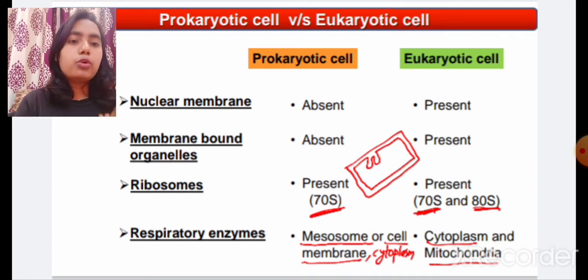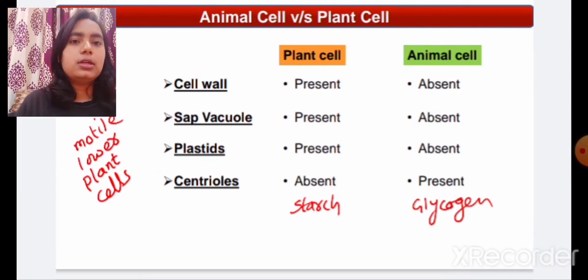Ribosomes. In a prokaryotic cell, only 70S type of ribosomes is present, but in a eukaryotic cell, both types of ribosomes are present, that is 70S and 80S. Next is respiratory enzymes. In a prokaryotic cell, respiratory enzymes are present in mesosomes or cell membrane, but in a eukaryotic cell, respiratory enzymes are present in cytoplasm and mitochondria.